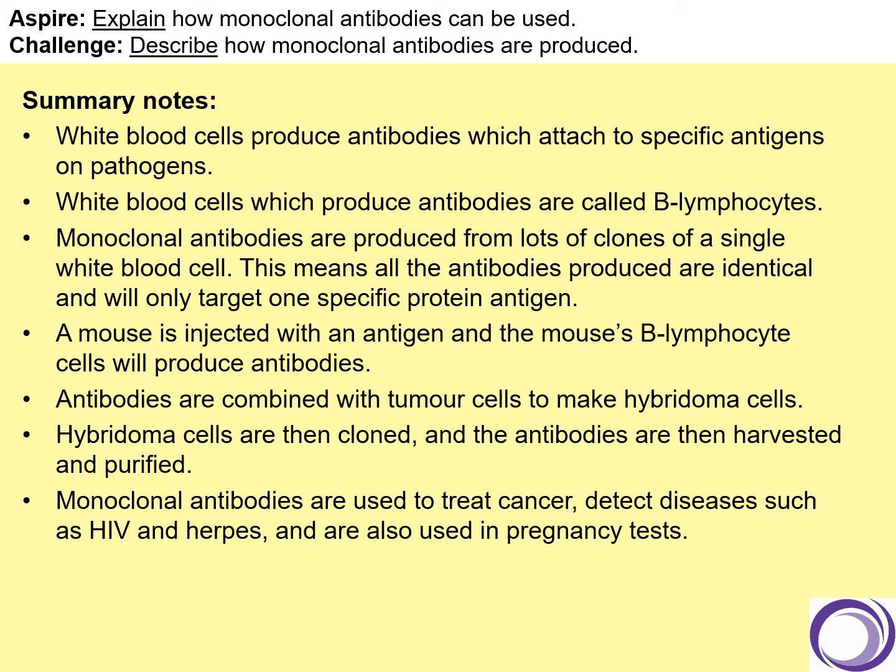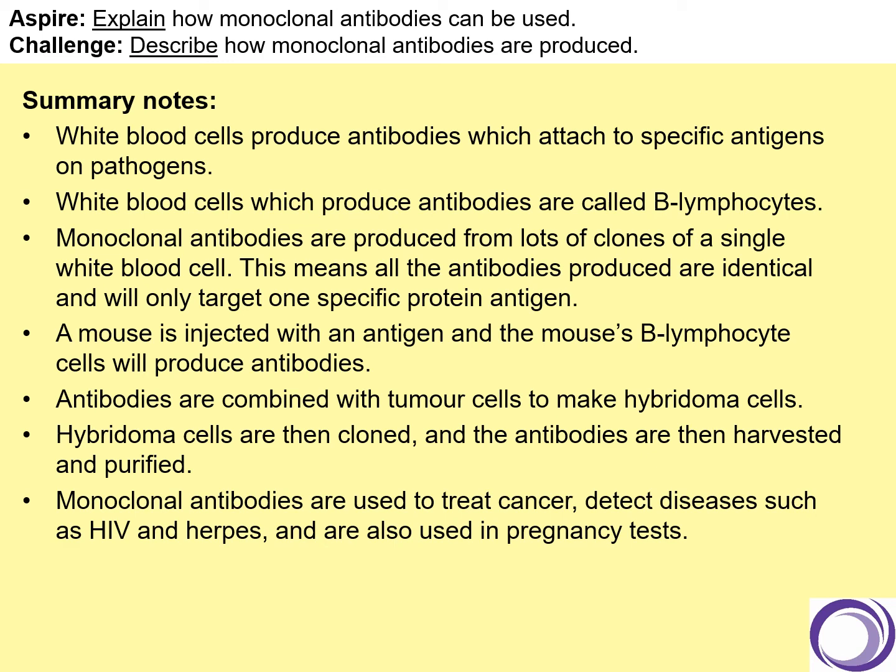So today's summary: white blood cells produce antibodies which attach to specific antigens on pathogens. White blood cells which produce antibodies are called B lymphocytes. Monoclonal antibodies are produced from lots of clones of single white blood cells. This means that all antibodies produced are identical and will only target one specific protein antigen.